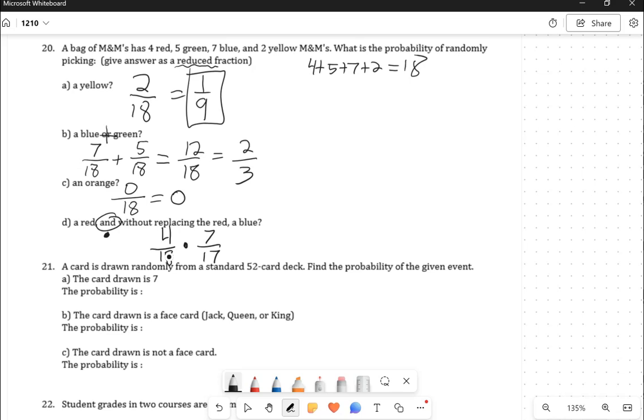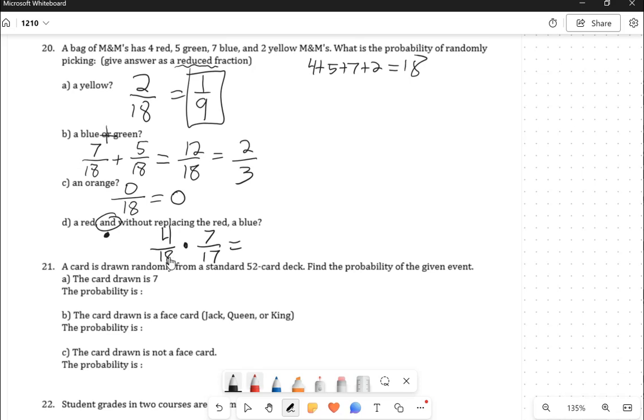Now this could have been a red and without replacing a red, in which case we'd have 4 over 18 times 3 over 17, because there's only 3 reds left. But without replacement, the sample size decreases. 18 down to 17, you do it again, down to 16, etc. The numerator might or might not decrease, depending on if you're picking the same thing again. Now if it said with replacement, then it would be another 4 out of 18, because there's still 4 reds and still 18 total. So you got to watch out whether it says with or without replacement.